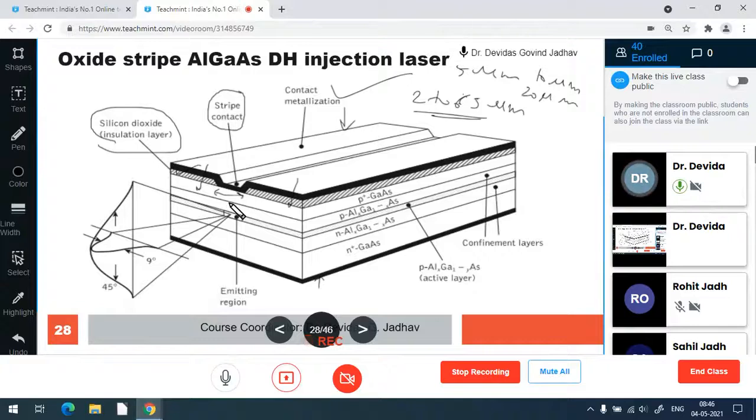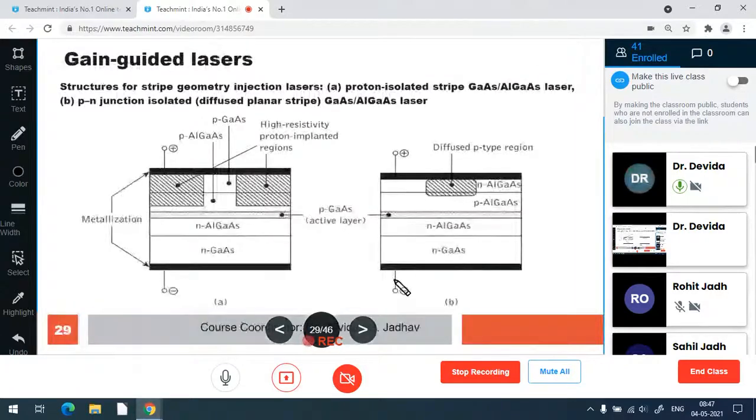So this active region is made very short in width, and already it is very thin height-wise. That makes the emission divergence angles in the horizontal as well as vertical very small, 9 degrees and 45 degrees. So this makes the emission region very small width-wise and height-wise, and that makes the pencil-like beam. This is the strip geometry, where the strip width generally varies from 2 to 65 micrometers.